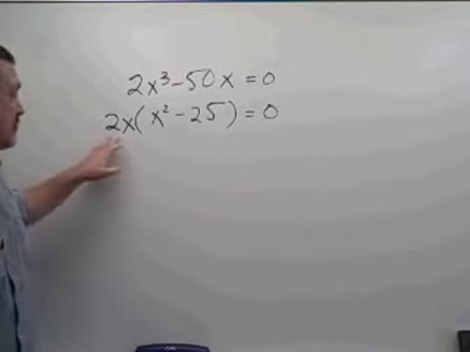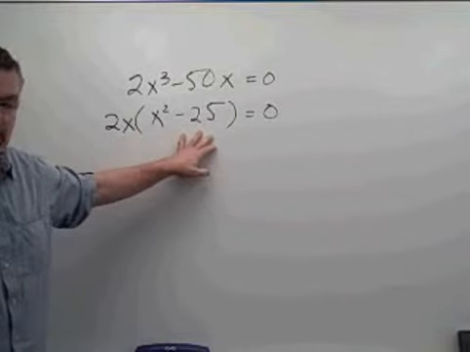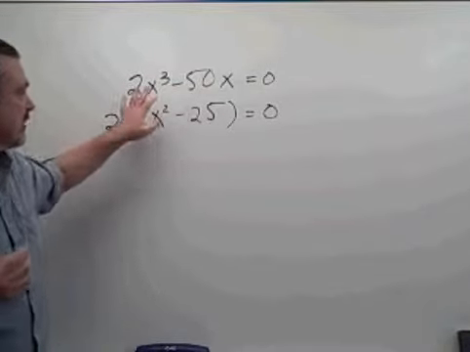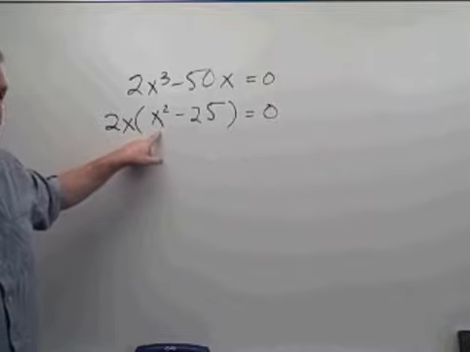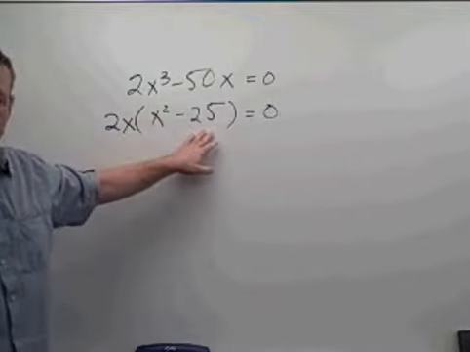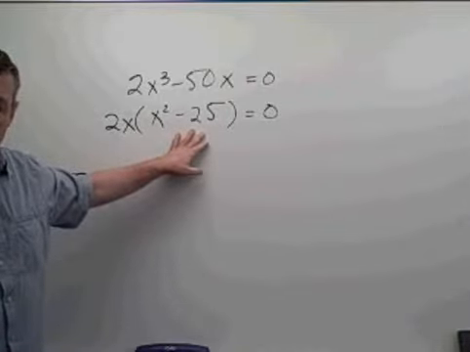When I factor out the 2x, that would give me x squared minus 25 in parentheses as the other factor. Each of those terms I divided by 2x. 2x to the third divided by 2x gives me x squared. 50x divided by 2x gives me 25. Well, now I have a quadratic expression that I'm working with.